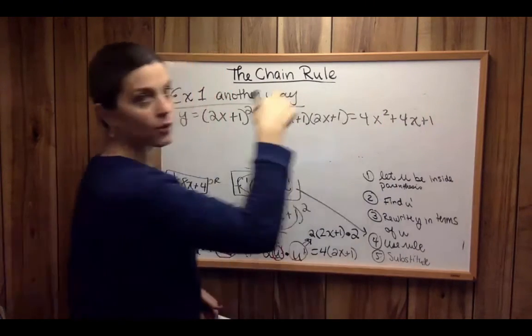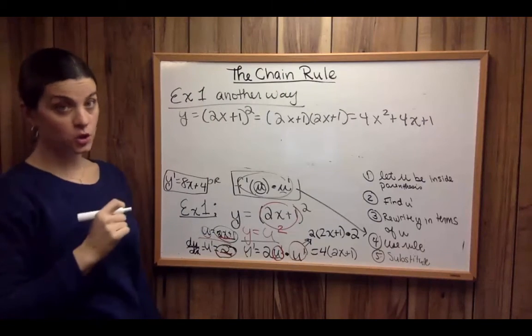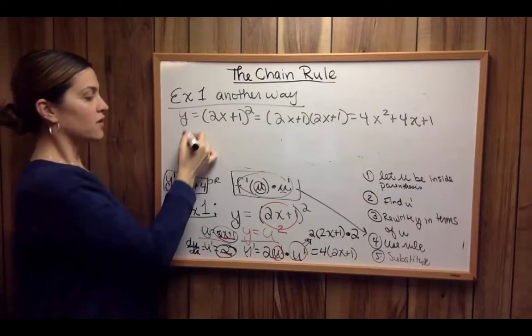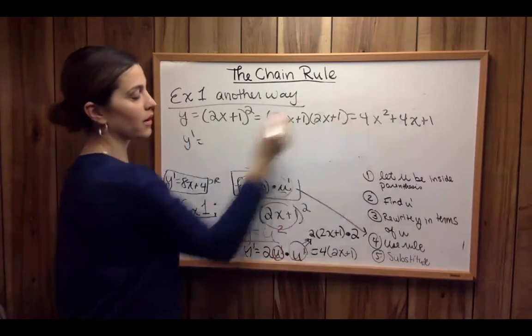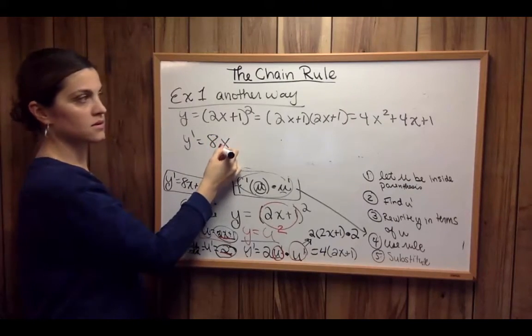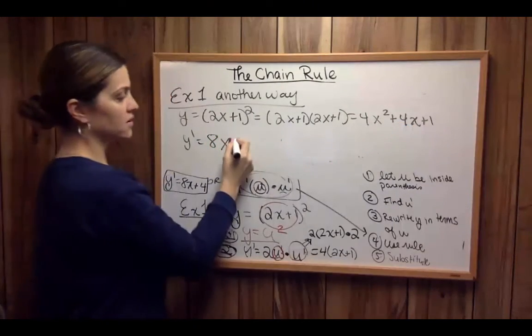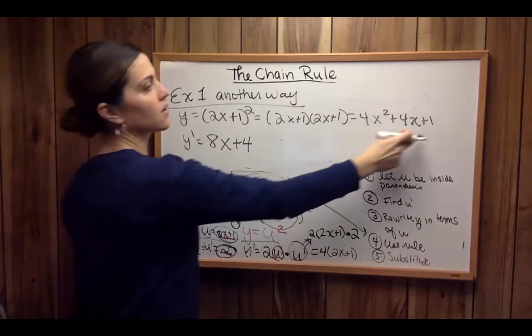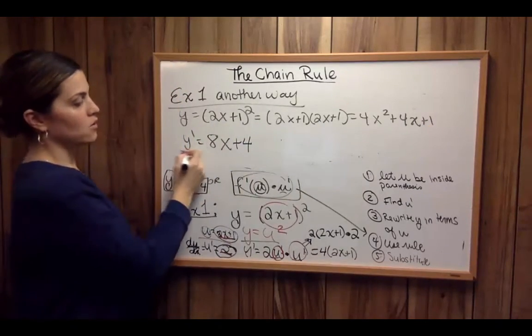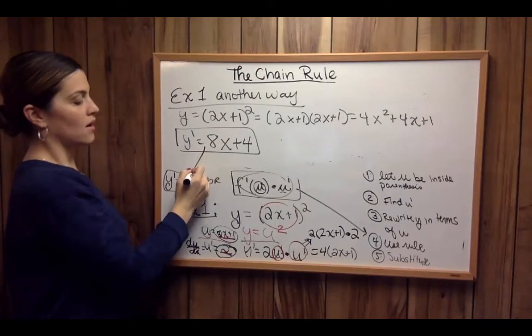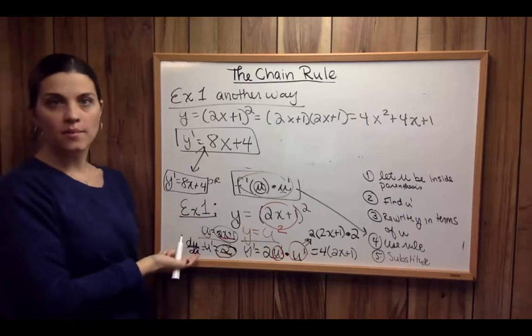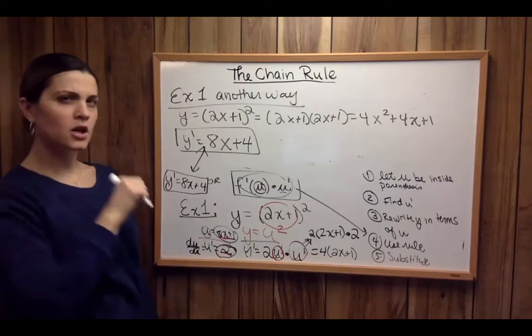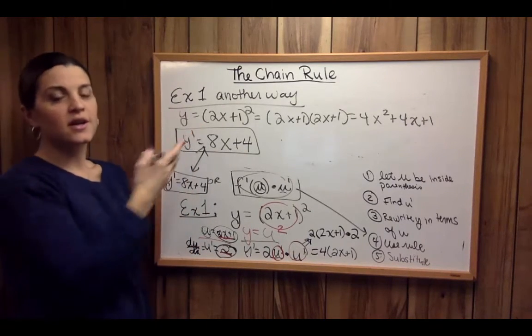If you need to work out that FOIL a little bit more to see how I got that, then do it. Now the derivative of 4x squared is 8x. The derivative of 4x is 4. The derivative of 1 is 0. Notice we get y prime to be 8x plus 4, which is the same thing we got by using the chain rule.